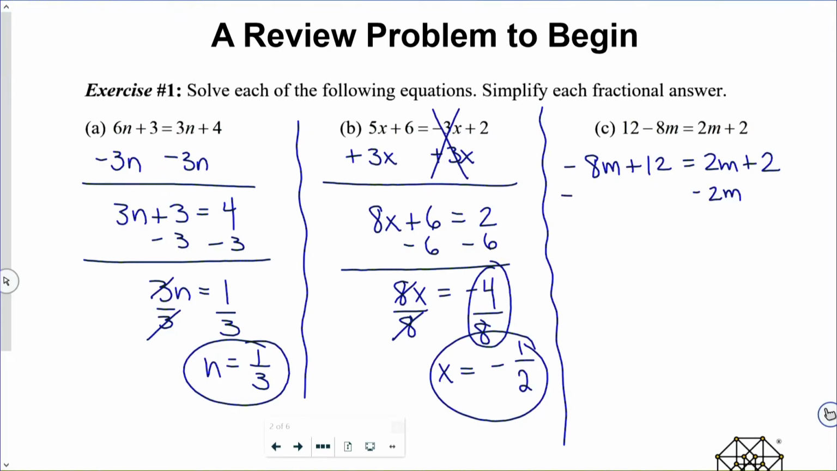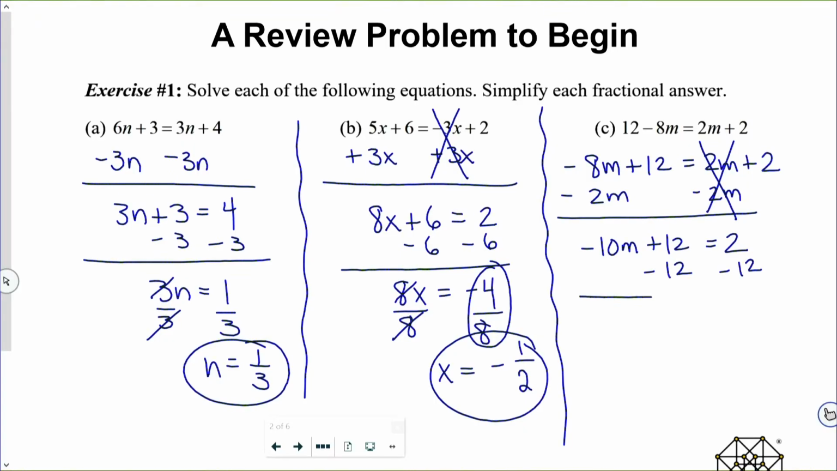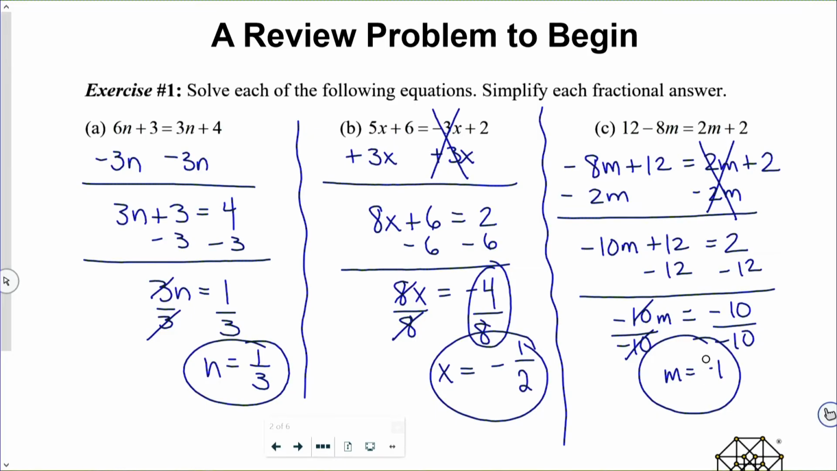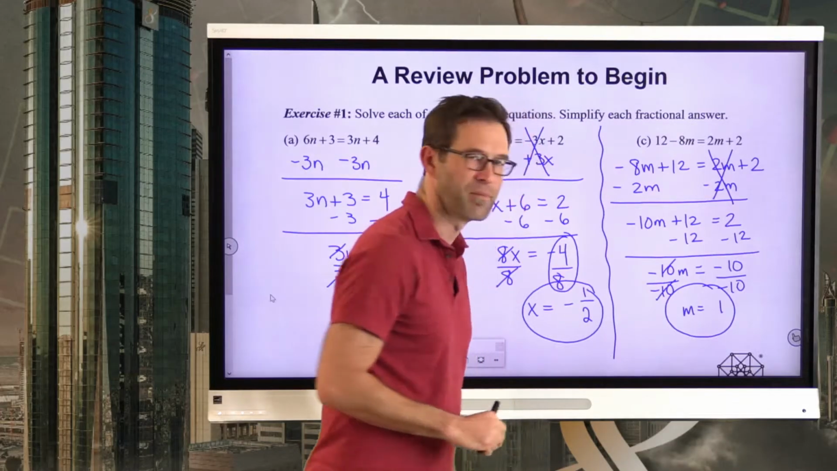So I'm going to subtract a 2m from both sides. Again, be careful here. Negative 8 and negative 2 gives me negative 10m plus 12 is equal to positive 2. I'll subtract a 12 from both sides. Again, I need to be careful with my negatives and positives because 2 minus 12 is going to be negative 10. Oh, look at that. Negative 10 times m is equal to negative 10. Not surprisingly then, when I divide negative 10 by negative 10, I get a positive 1. I just get m equals 1.